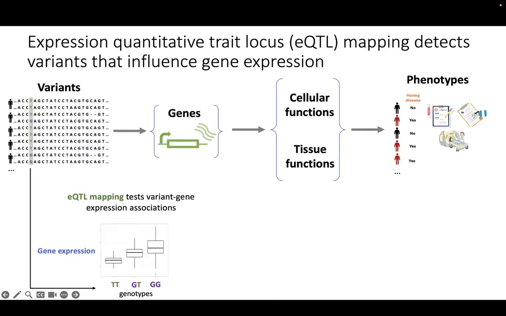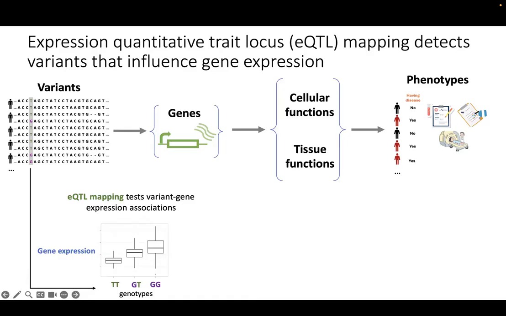eQTL mapping tests whether a genetic variant is associated with the expression level of a gene across individuals, as we plot here with 3 different genotype groups for the SNP on the gene expression. A variant that decreases or increases gene expression with the increase in the number of effect alleles from 0, 1 to 2 is called an eQTL.